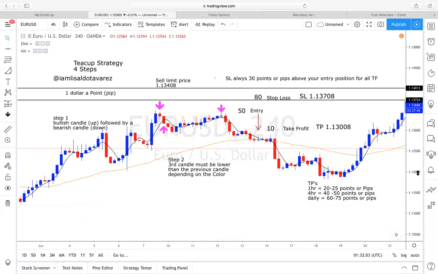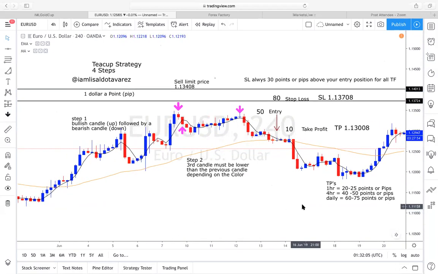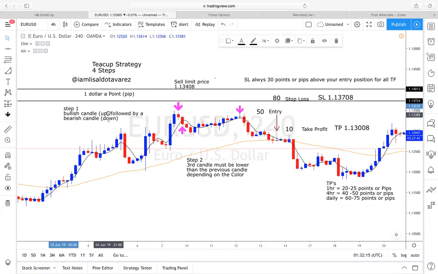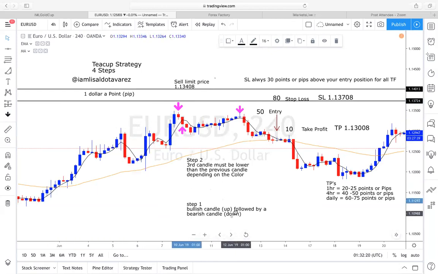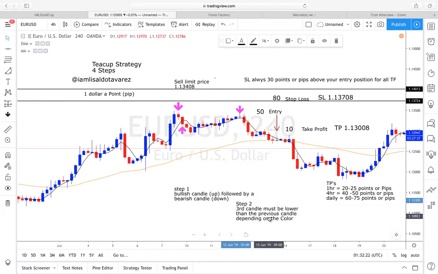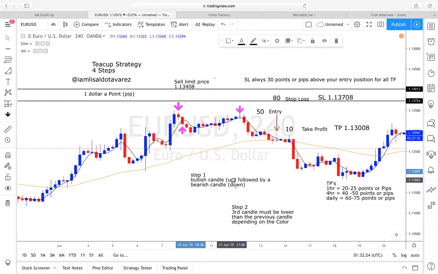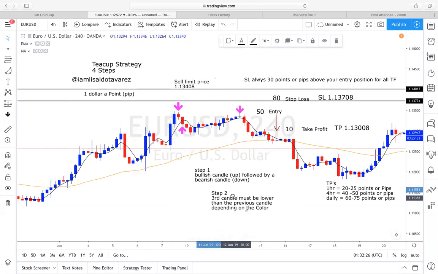So now that we have established that, once you get the first two steps, you got the strategy. You got the strategy, guys. Once you get the first two steps, you got the strategy. Why do I say that? Because steps 3 and 4 are the easiest thing known to man.